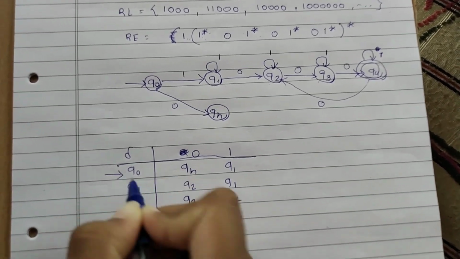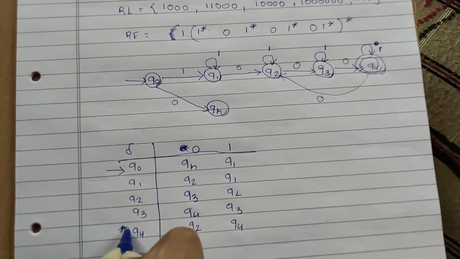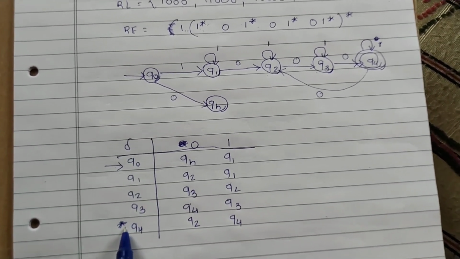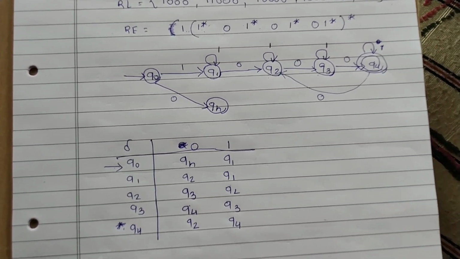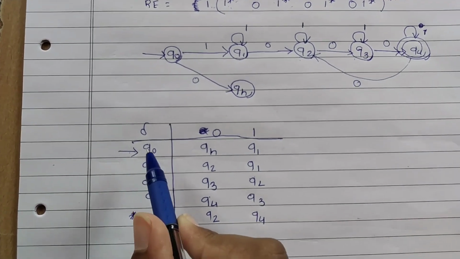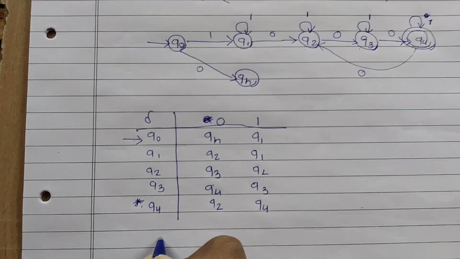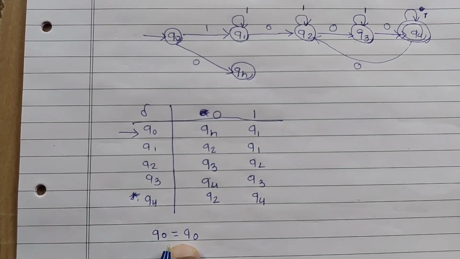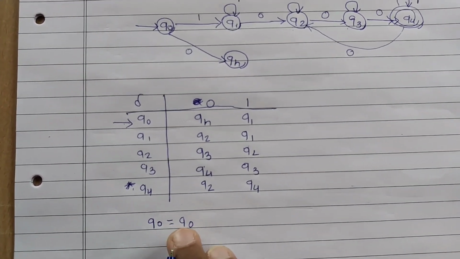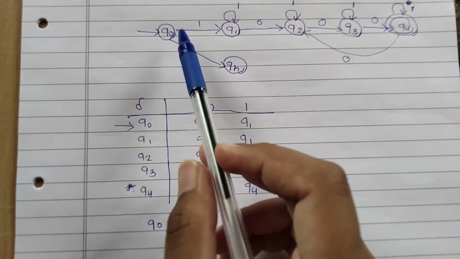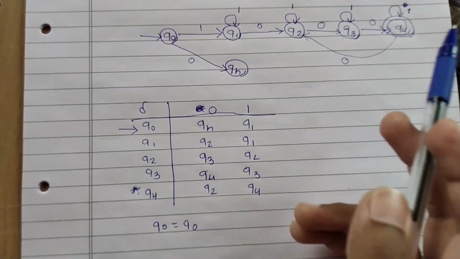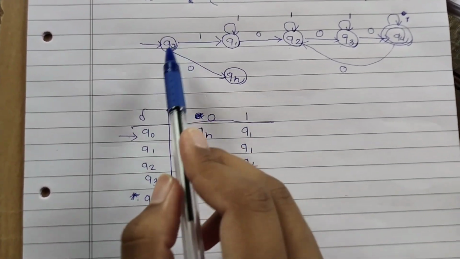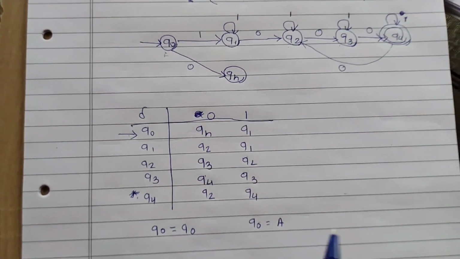And this is the initial state, and this is the accepted state. The arrow indicates the initial state, this star indicates the accepted state. So the initial state is always denoted by Q naught. So here Q naught is our initial state. Let's suppose the state names are A, B, C, D, E and F. That time our Q naught is A, if we denote this initial state by A.